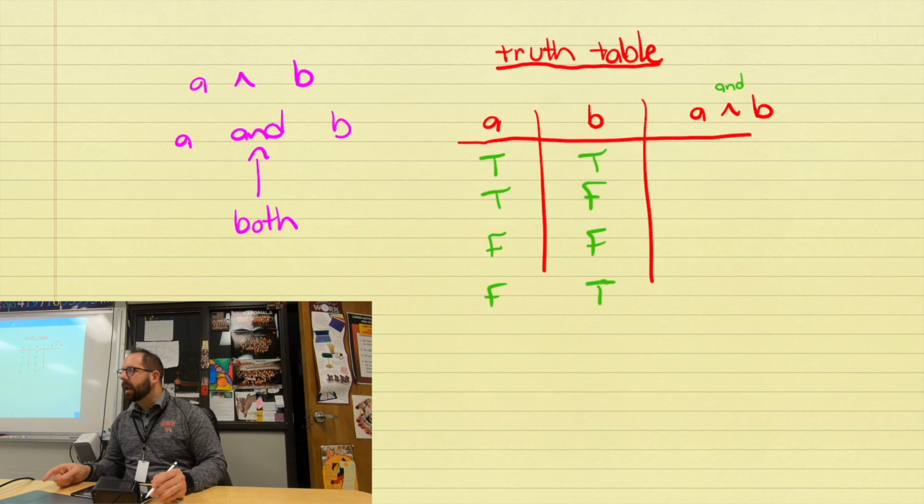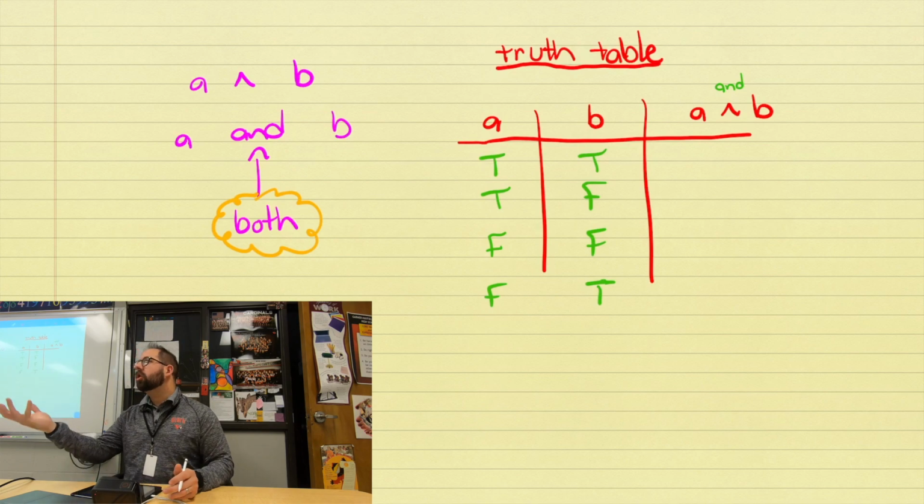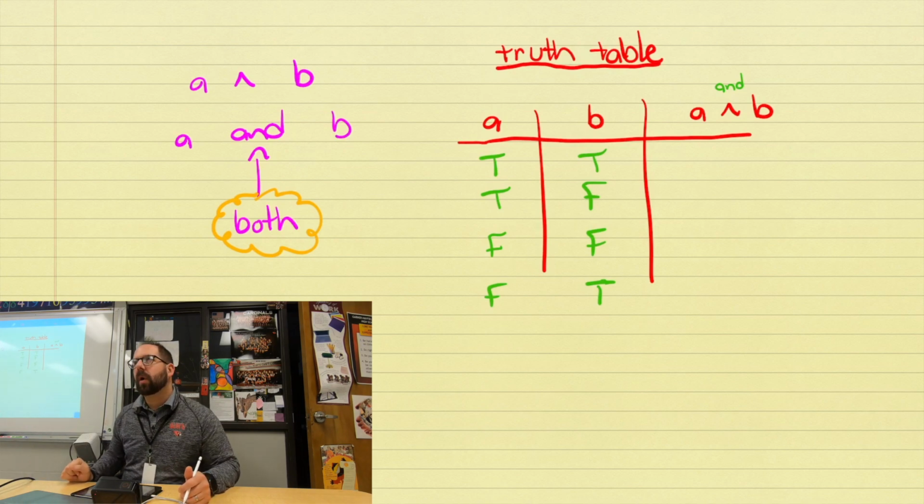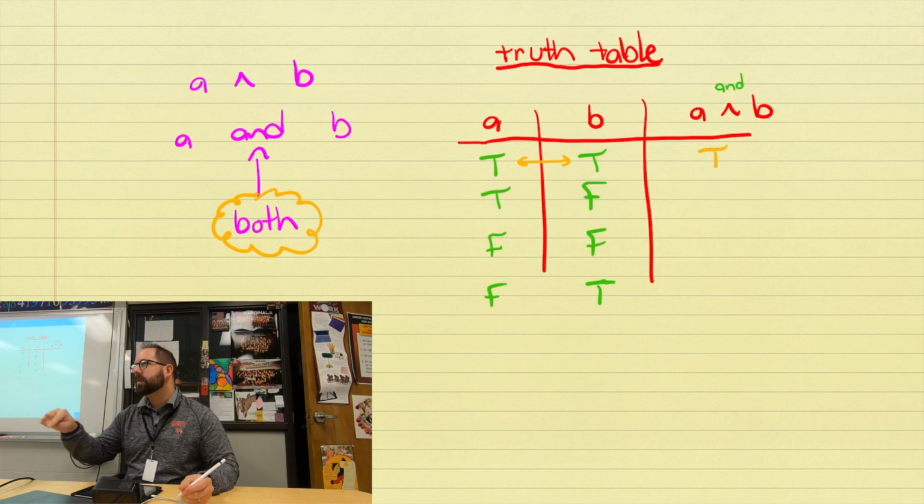Now, for the last column, for the "and," what was the key word that I said for "and" earlier? Both. Both have to be true for "and" to work. So if the lunch ladies served hamburgers and milk, both better be on the tray, right? That's how it's a true statement. If one of them's gone, they lied, right? It's a false statement. So what we look at is, are both true here and here? Yes, they are. So the "and" part would be true. Both worked. They were true and true.